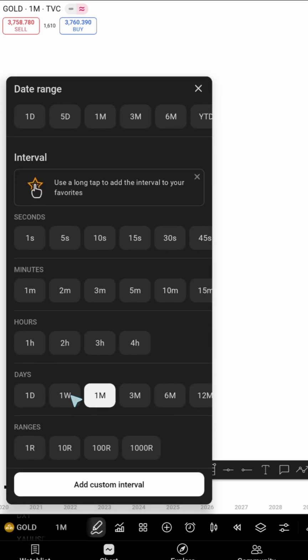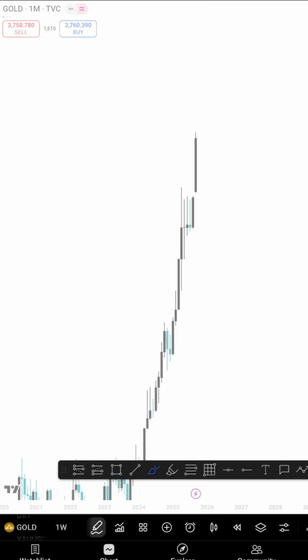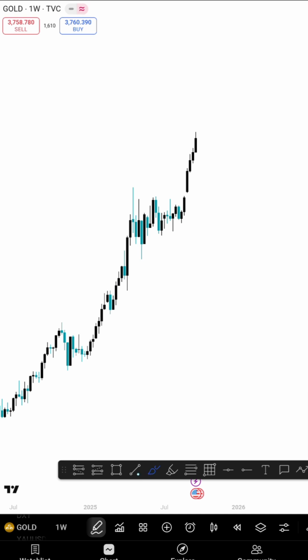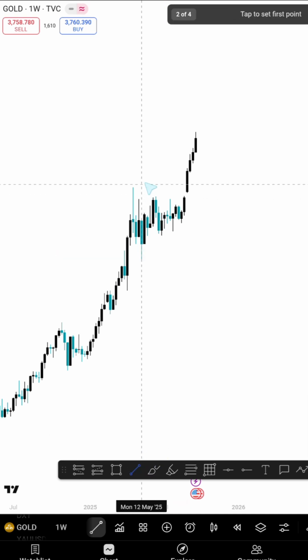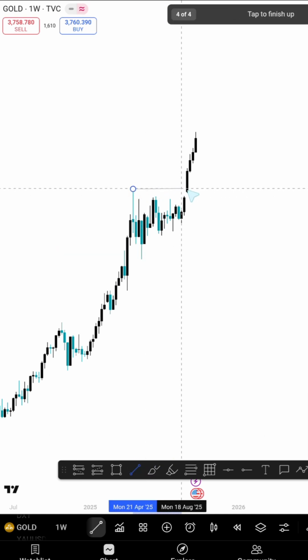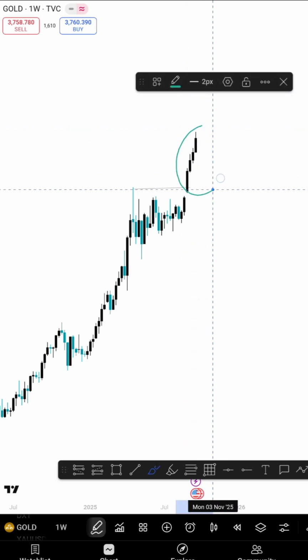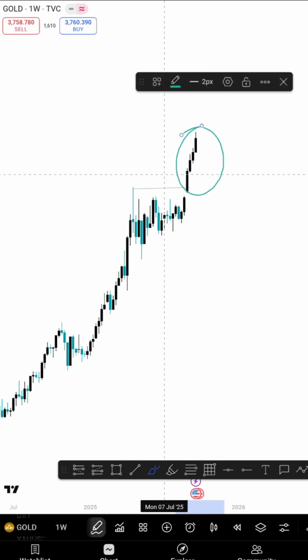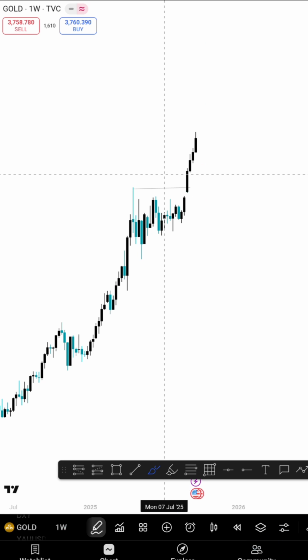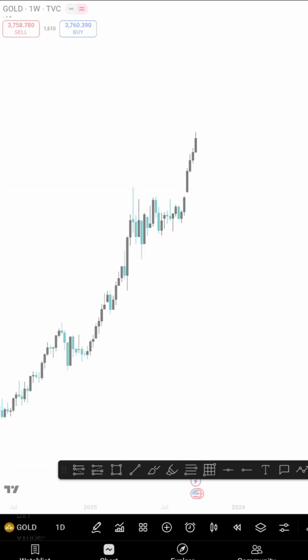Now let's check the weekly time frame. So as you can see on the weekly time frame, we also got a break of structure to the upside, and since then we have just been running massively. So we are also super bullish on the weekly time frame. So let's head over to the daily.